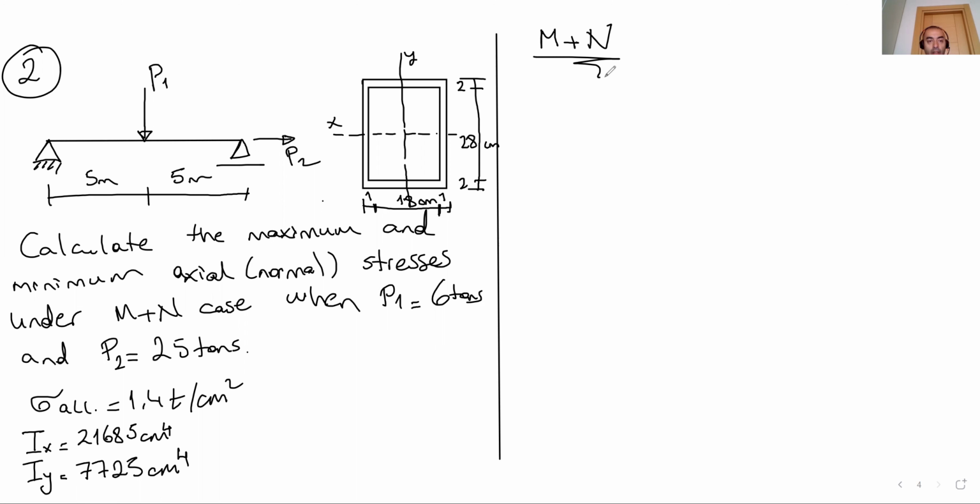Here, let's have a look at the axial force. Axial force, is it tension or compression for the member? We should decide that, because remember, our stress equation is N over A plus minus M over W, elastic modulus.